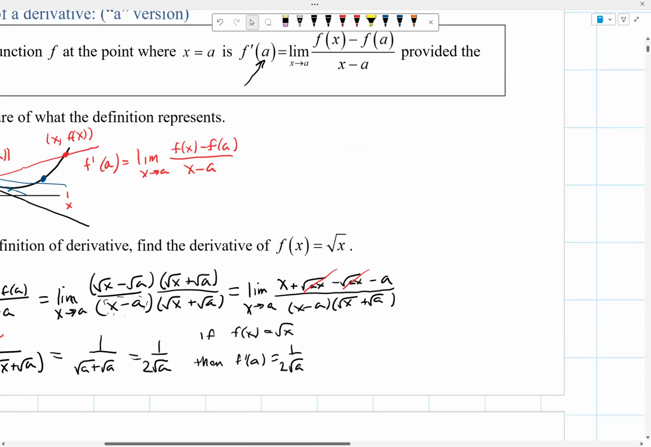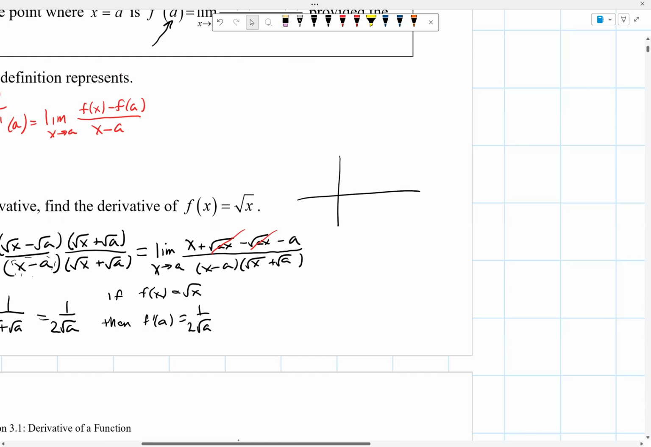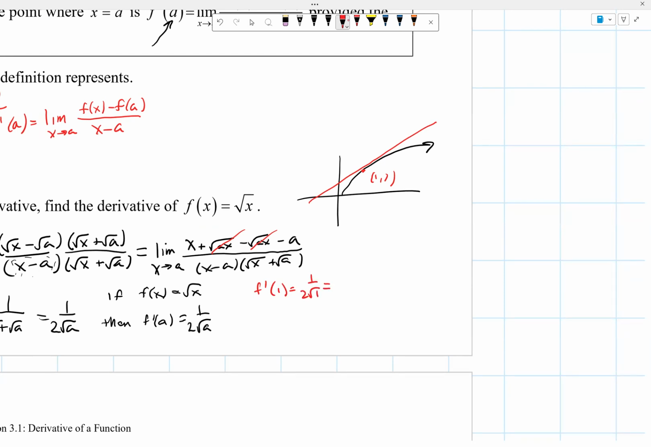Let's do a couple drawings. This function, the original function, looks like that. Okay, let's say here we're at 1, 1, looking at that tangent line. Do we think the slope of that tangent line looks like 1 over 2 times the square root of 1? I think that looks like a 1/2. It certainly looks plausible to me.